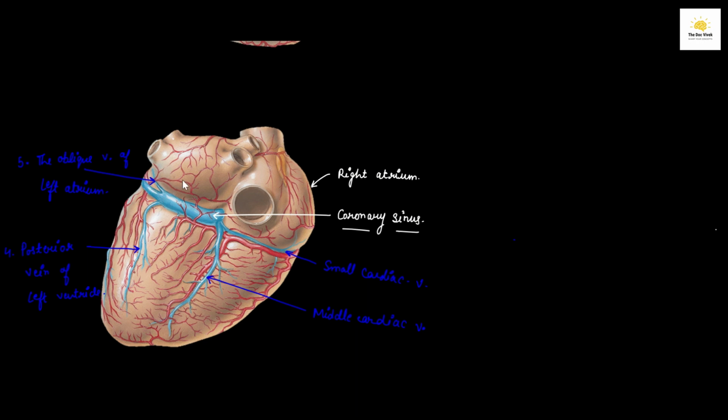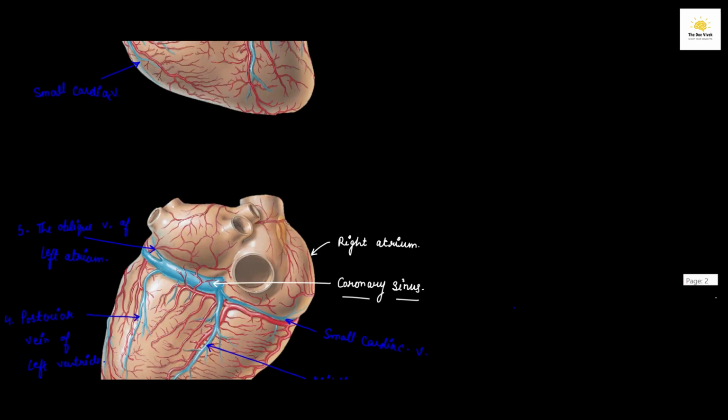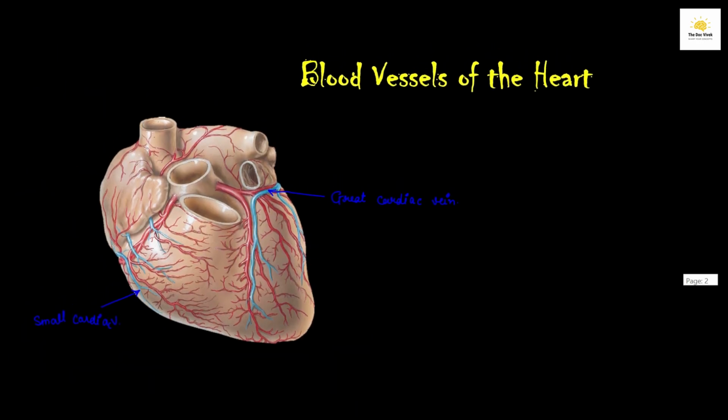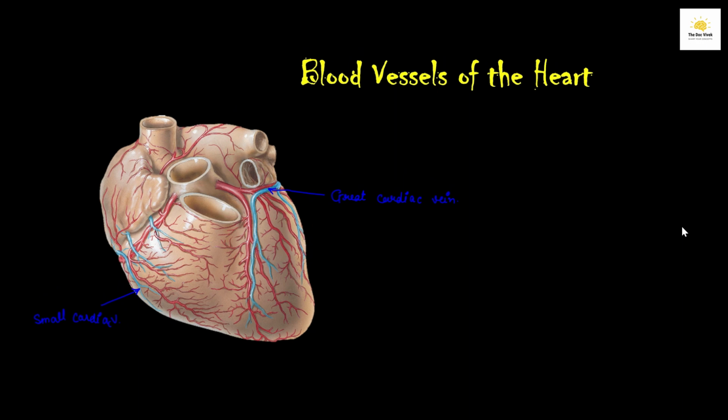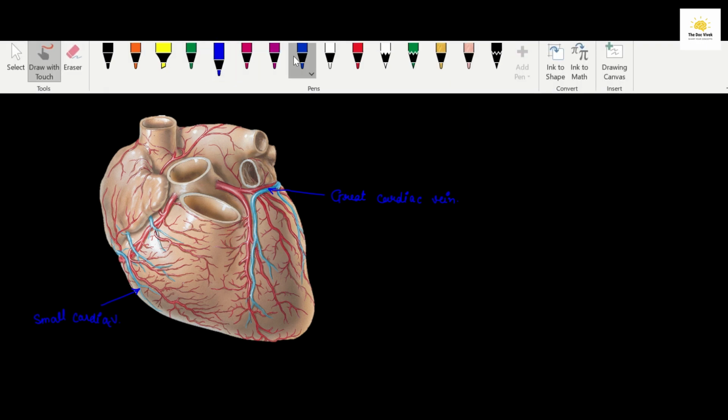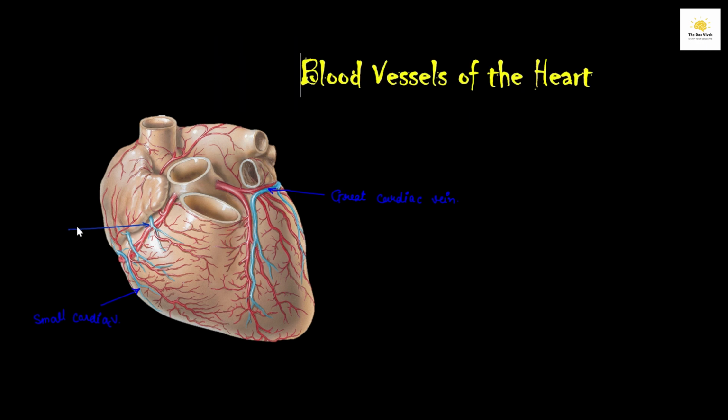Okay, and besides all these veins which we discussed here, there are some small veins which open directly into the right atrium. One of those you can see over here: these are the anterior cardiac veins, or anterior veins of the right ventricle, you can say.